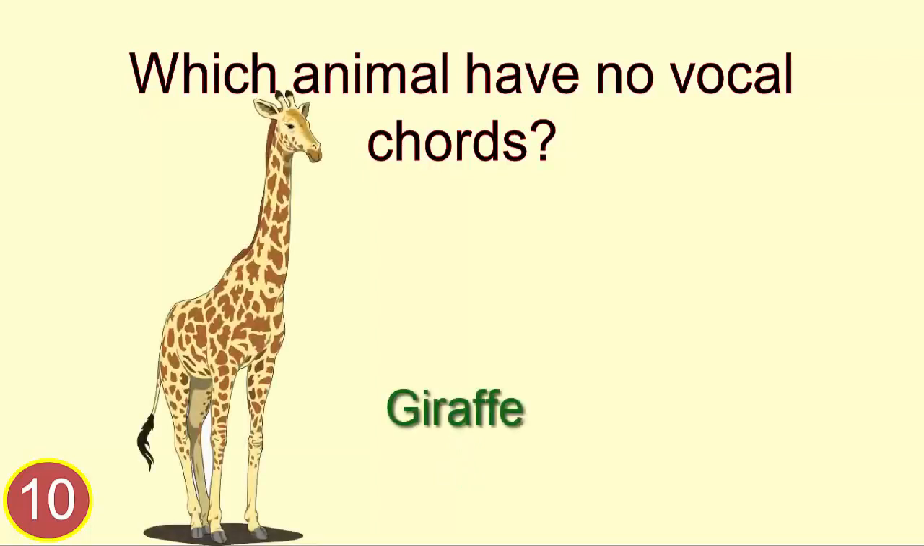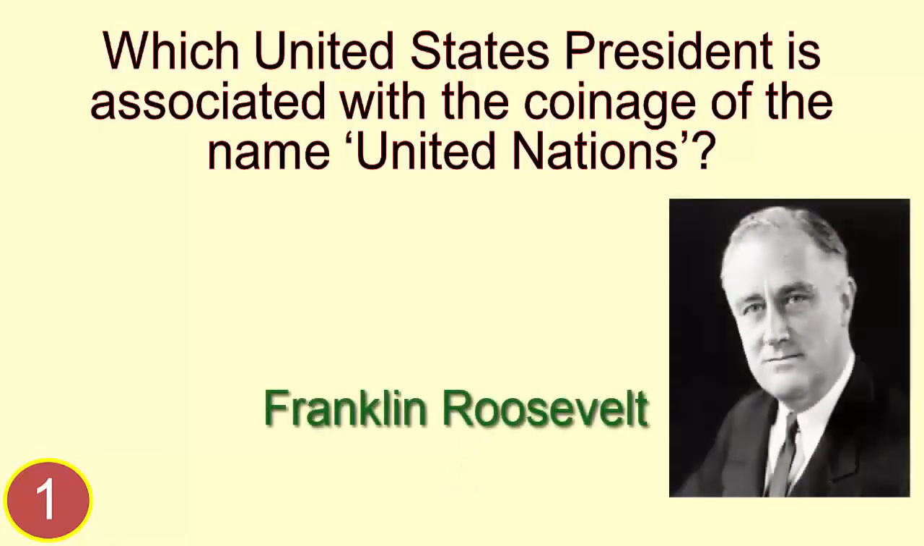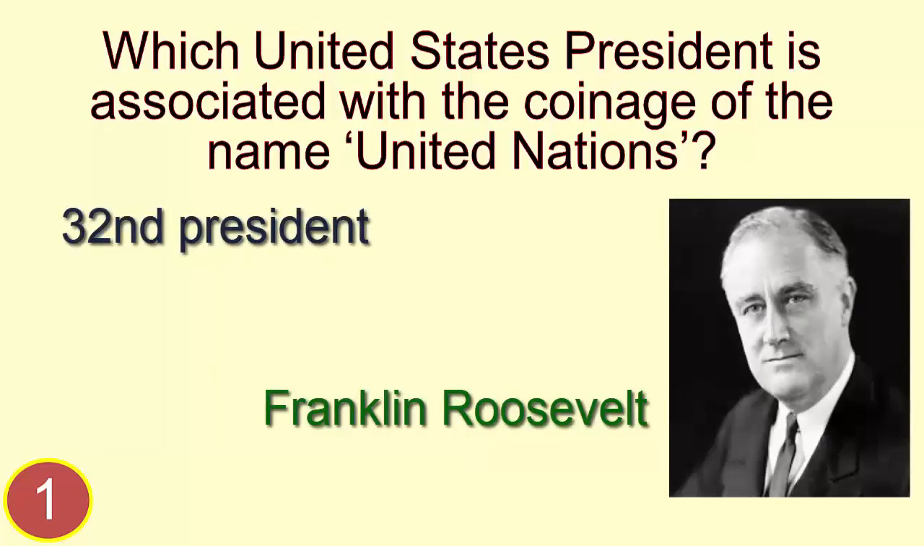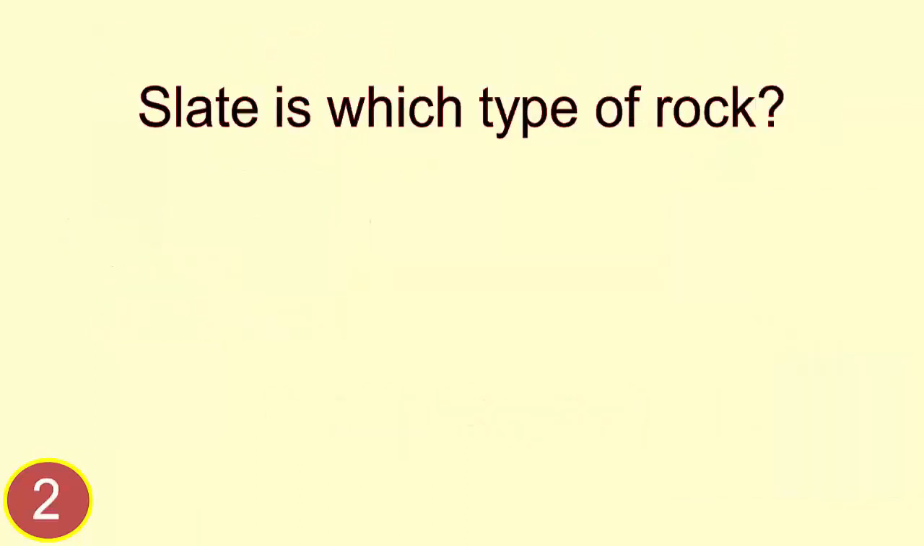Answer is giraffe. Not only giraffe, there are many sea creatures that do not have vocal cords, such as fish, jellyfish and starfish. Which United States president is associated with the coinage of the name United Nations? Answer is Franklin Roosevelt. He served as the 32nd President of the United States from 1933 until his death in 1945. Slate is which type of rock?